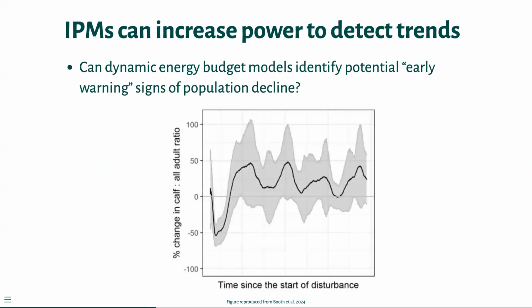From the dynamic energy budget modeling, we found that as populations are disturbed, we expect the first thing to go to be the number of calves in the population, or the proportion of calves relative to adults. If you think about a population that's stressed, or an individual that's stressed, the easiest thing to do is to not reproduce. So there's this signal right after the initial onset of disturbance, and then as the population returns to equilibrium and starts to recover, it rises back up again.